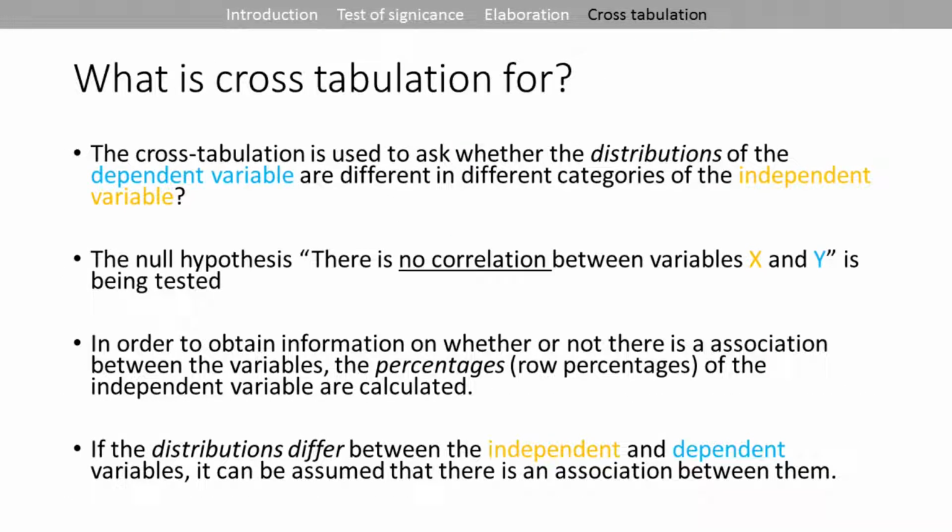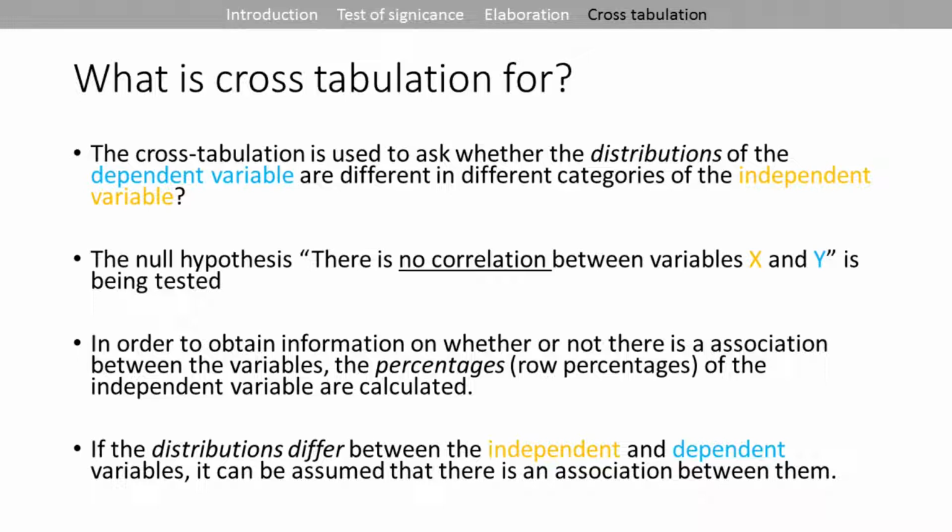So, of course, the next question is what is the cross tabulation for? Cross tabulation is usually used to ask whether the distribution of the dependent variable is different in different categories of the independent variable. And the null hypothesis, of course, is that there is no correlation between variables x and y, and that's what is being tested. Is there a variation or not?